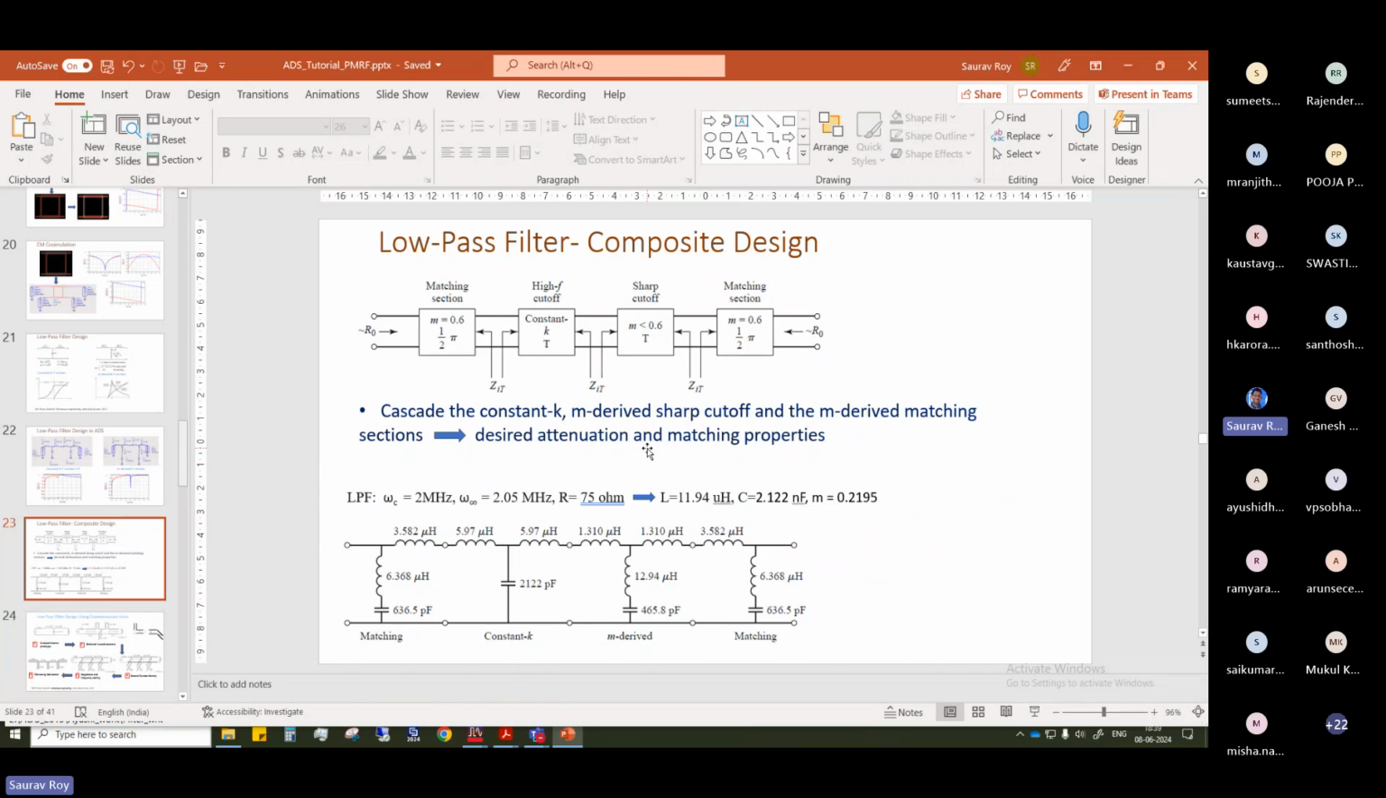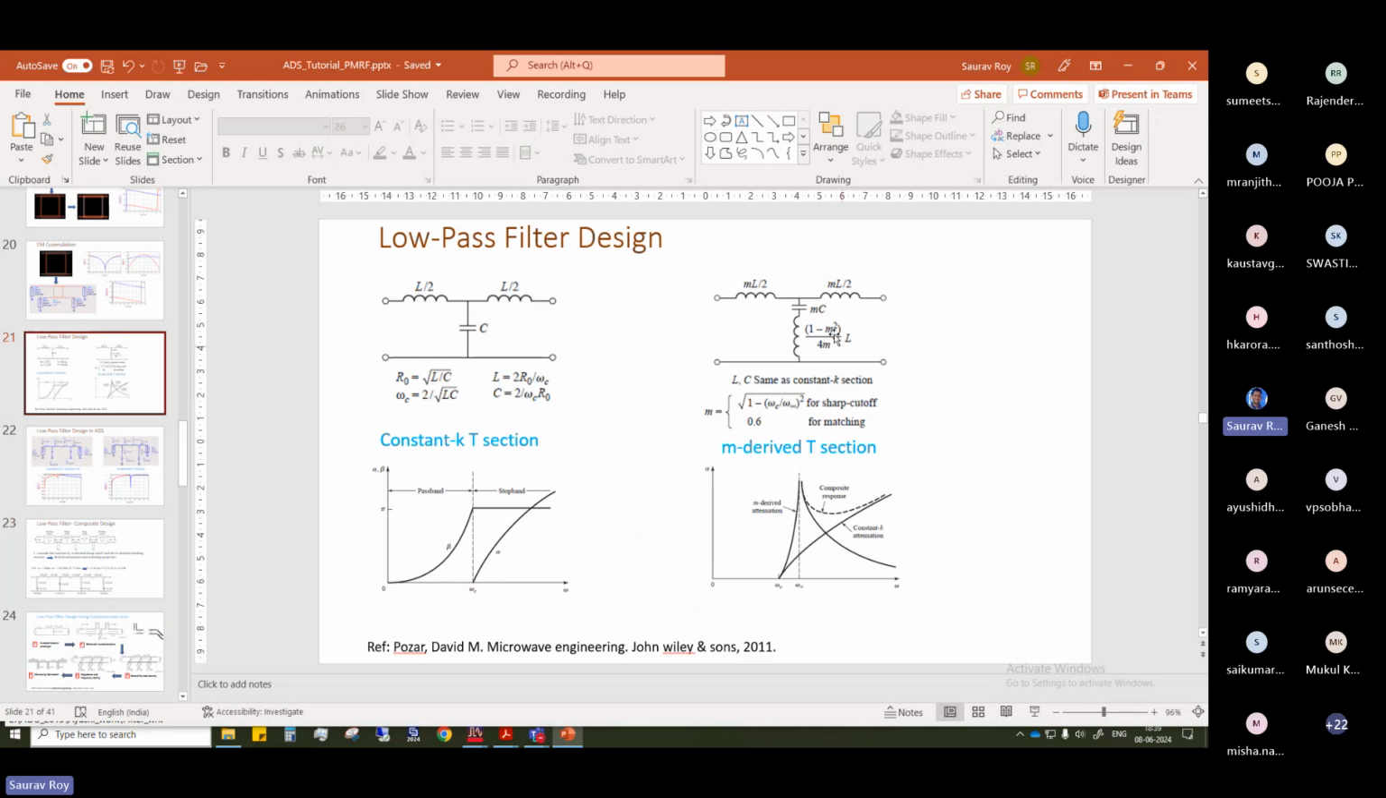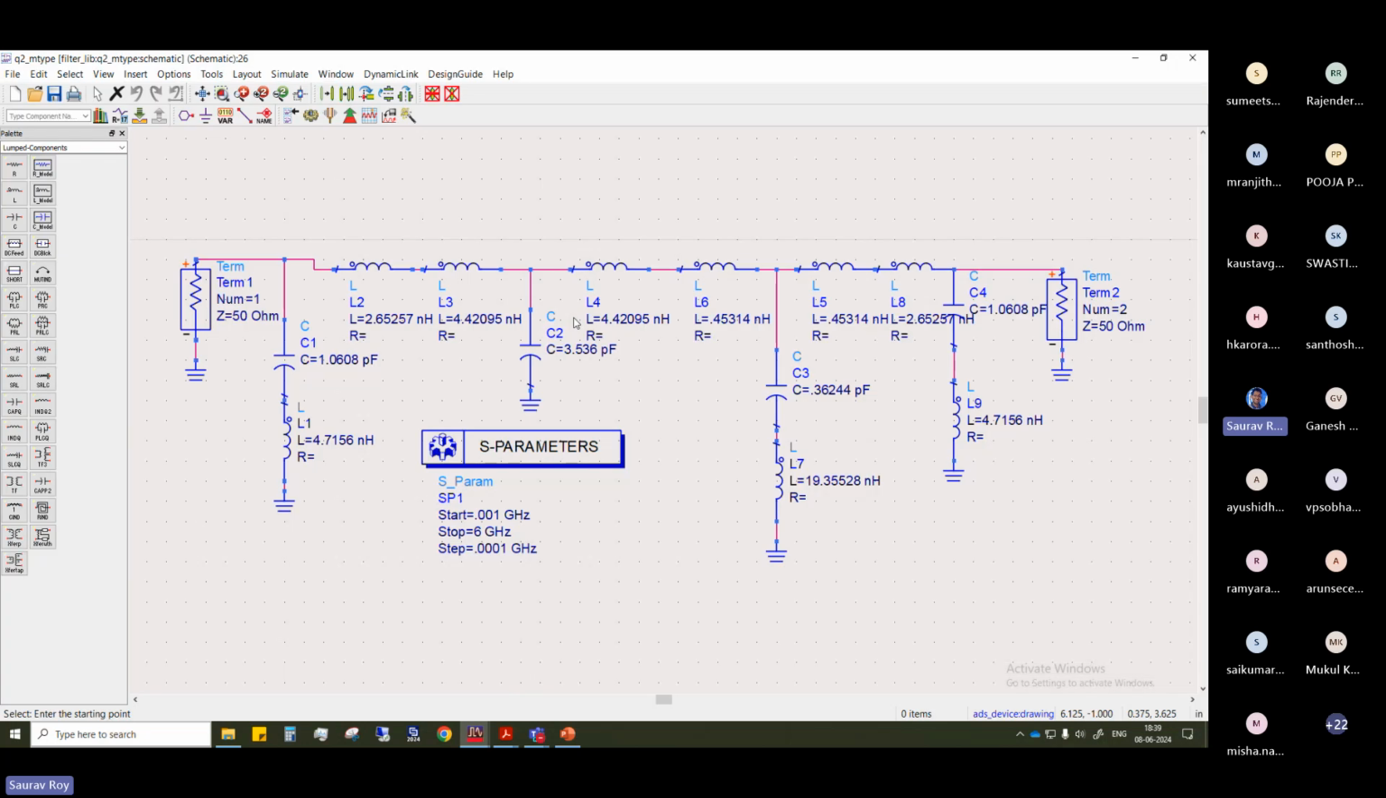Now, how do you calculate this? The design comes from these two equations. I told you M has two values: one is 0.6 for matching and another is for the cutoff. Once you know this, you can just plug in these values and do the simulation in ADS. That is what is being done here, because the cutoff in this one was designed for 1.8 gigahertz.